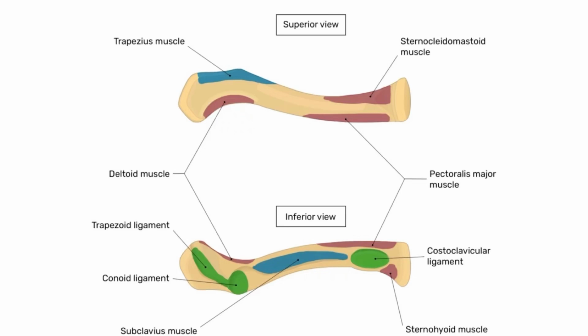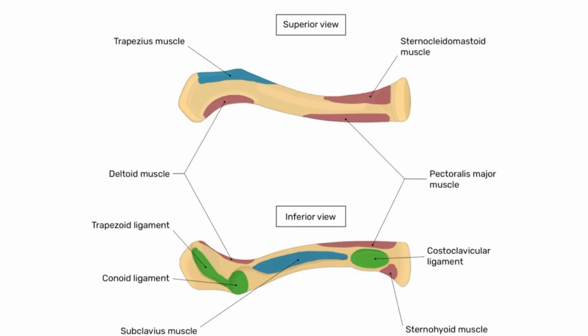Then the next one we have is the pectoralis major muscle. The pectoralis major muscle, the clavicular head, originates from the anterior surface of the medial third of the clavicle. Having talked about that, let's go over to the inferior view. The inferior view presents the sternocleidomastoid muscle, and the sternocleidomastoid muscle originates from the medial part of the posterior surface of the clavicle.